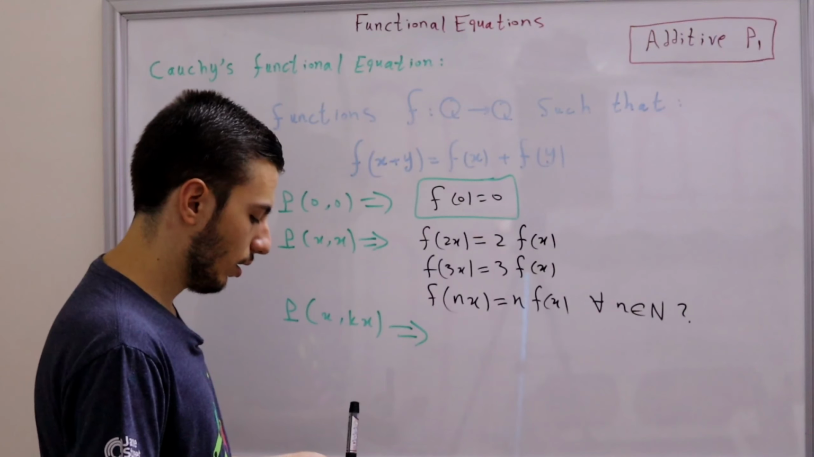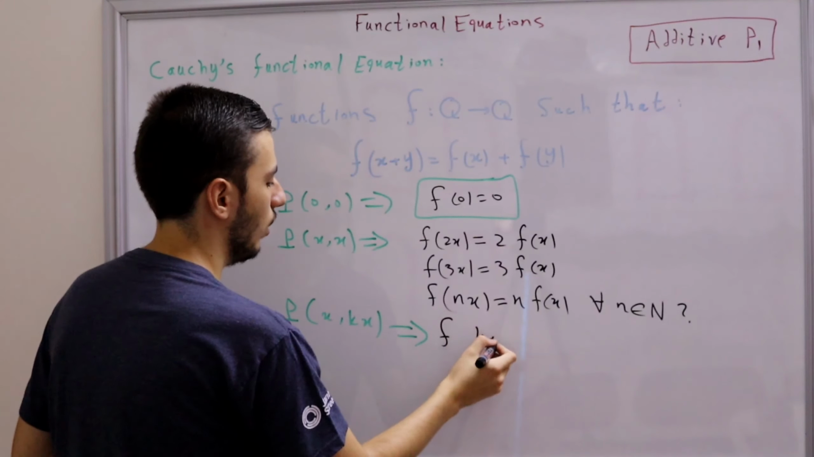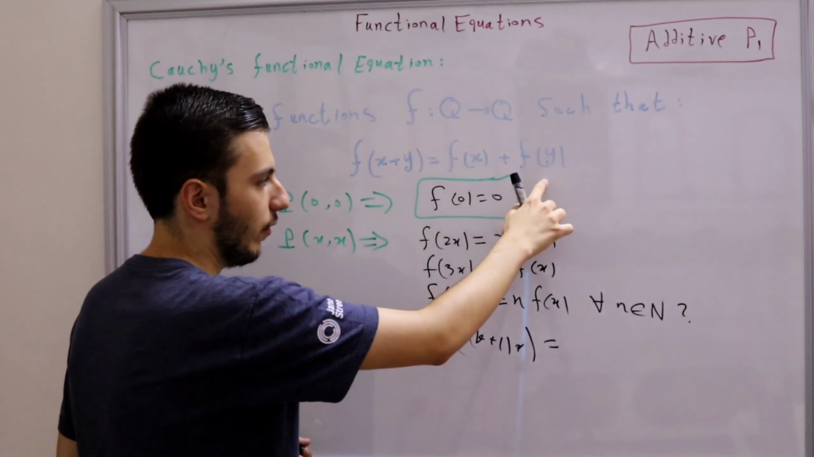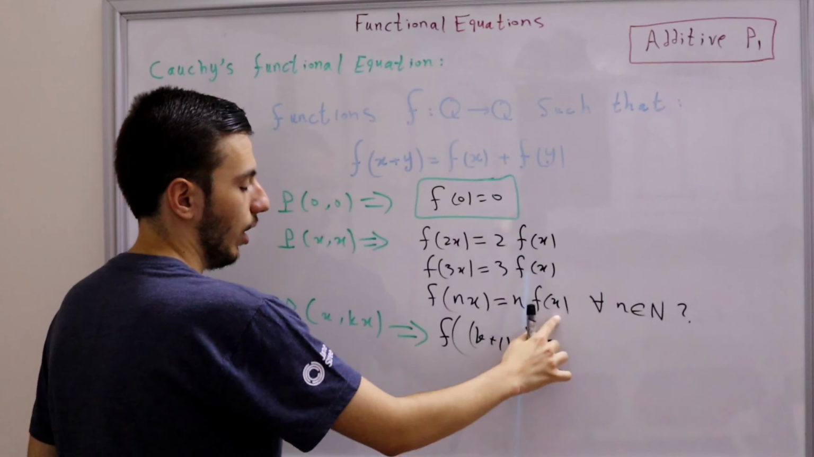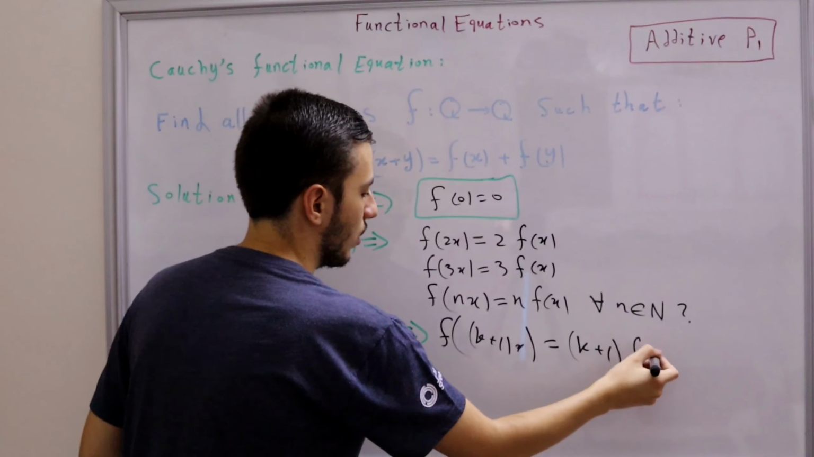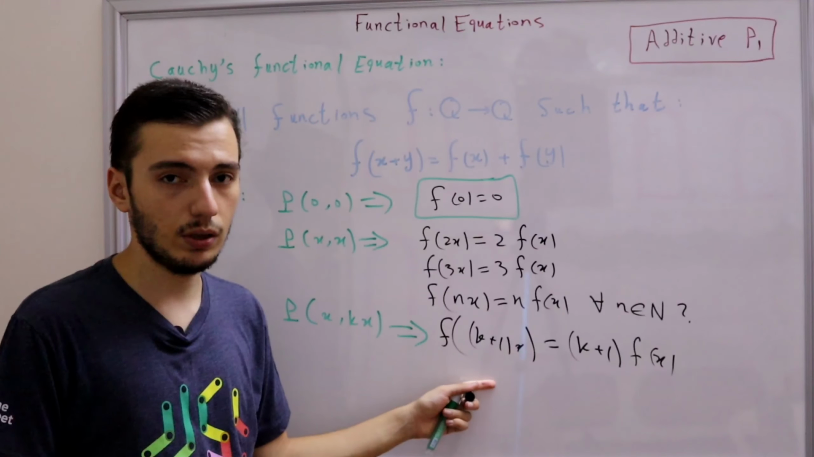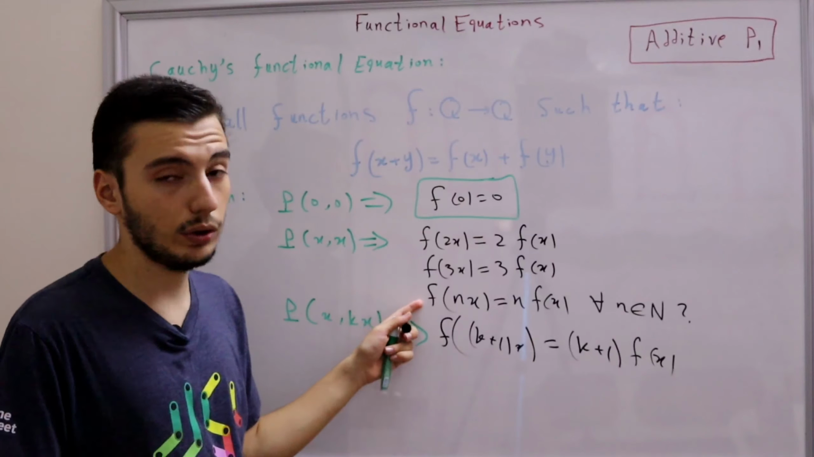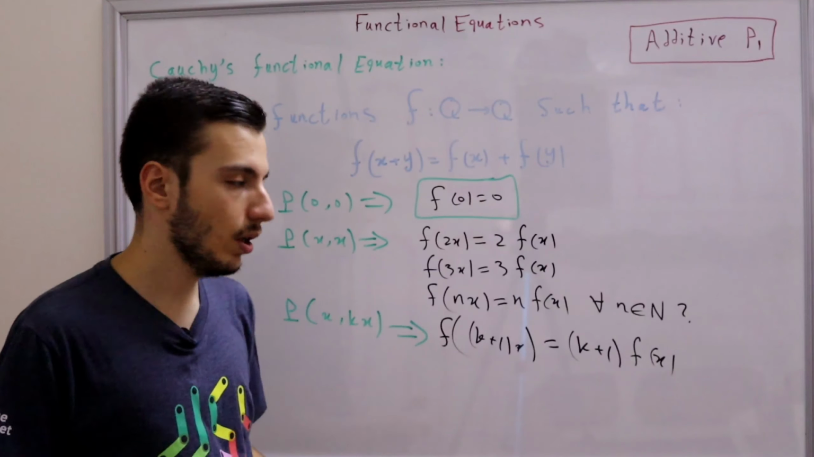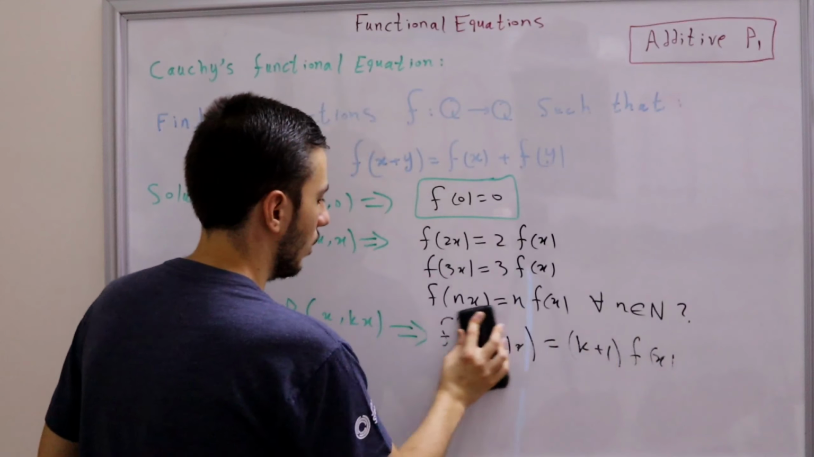That means simply that f of (k plus 1) times x is equal to f of x plus f of kx, which is k times f of x. So this is simply k plus 1 times f of x. And indeed, our induction is correct. That means that the result is true. So we have now f of nx is equal to n times f of x. So actually, let's write that down instead of writing all of this.